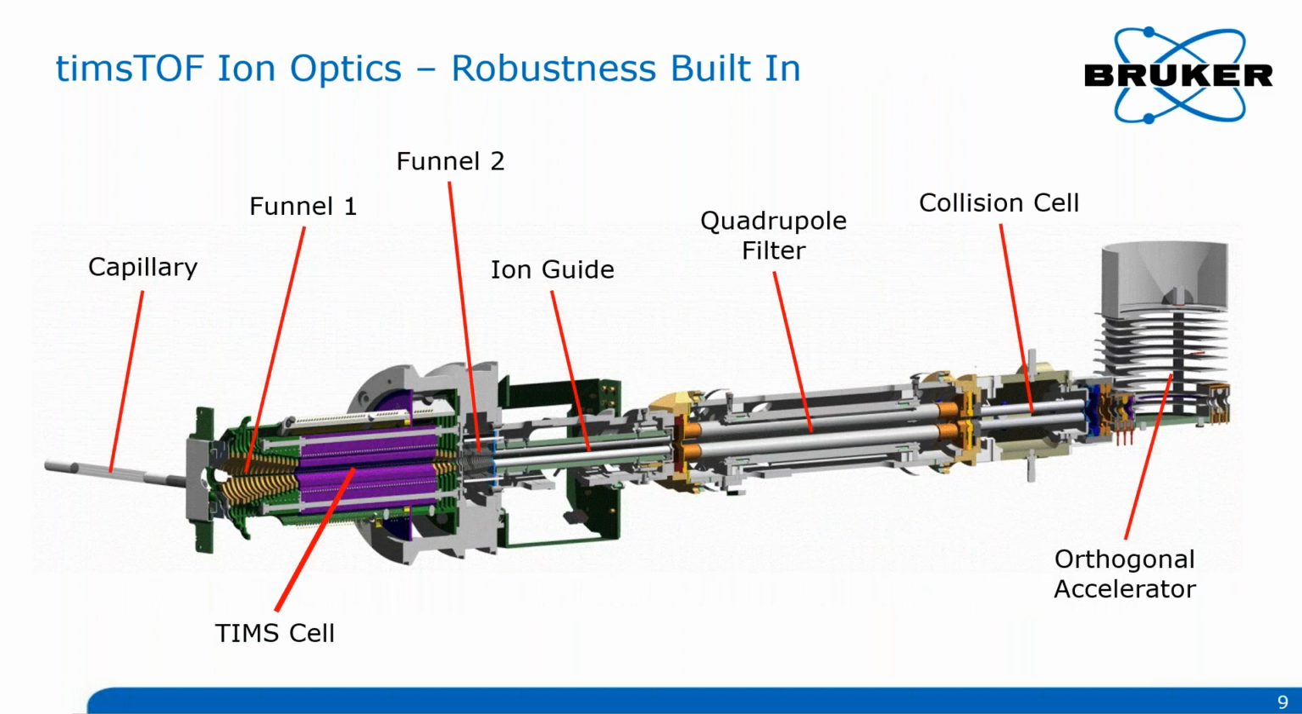And this is what the ion optics of the timsTOF instrument looks like on the inside. As I already mentioned, timsTOF is a quadrupole time-of-flight system with a trapped ion mobility separation stage, and that's basically what you see here. The time-of-flight path on the right-hand side is not fully shown. It extends upwards above the slide.